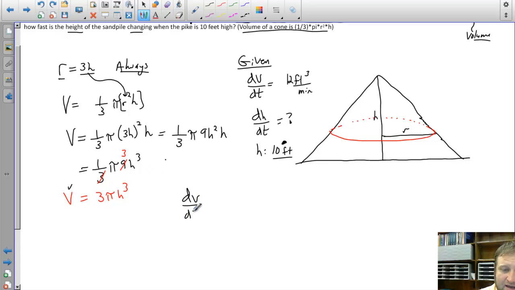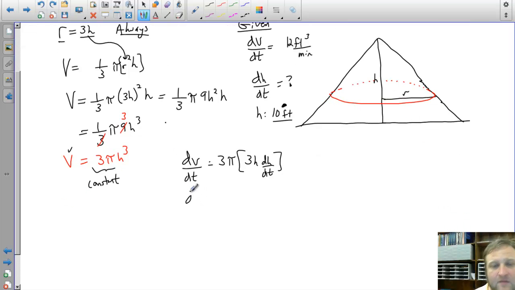So we're going to have dV over dt, taking our derivative implicitly, reading left to right, will equal 3 pi. This is just a constant. And we know we can pull our constants directly out of our derivative. So we're going to have 3 pi times the derivative of h cubed, which is going to be 3h squared dh over dt. So we have 3 pi times 3h squared times dh over dt. Working our way through, we're going to have dV/dt is equal to 3 pi times 3h, which gives me 9 pi h dh/dt, and that will be our derivative.